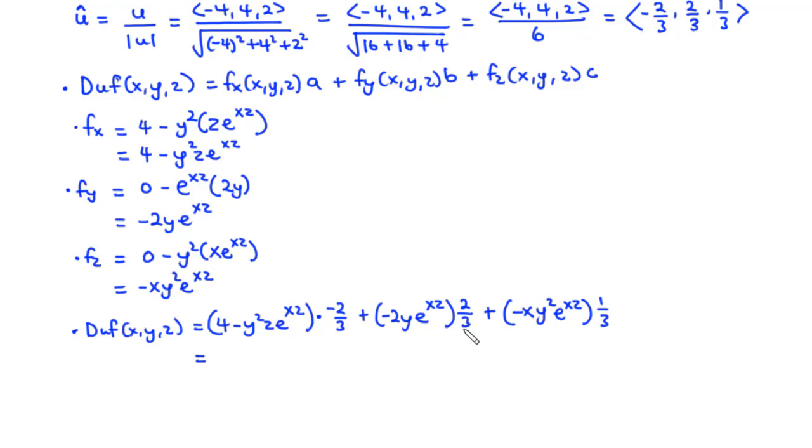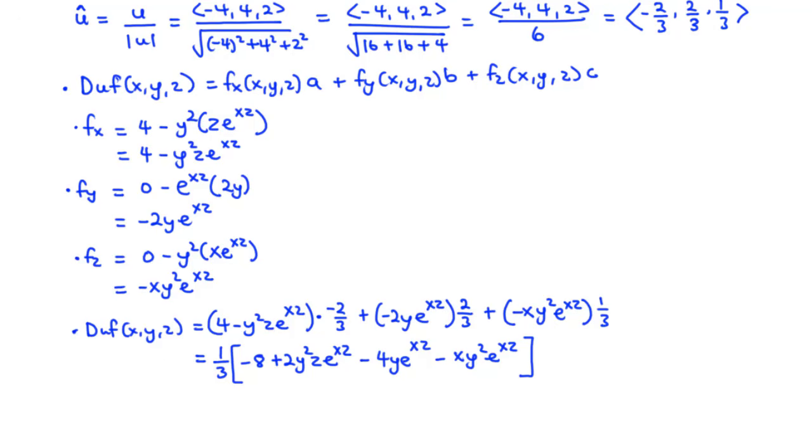So we have a common denominator, that is 3, so we can pull out 1 over 3 outside. We multiply negative 2 across this term, so this becomes negative 8, plus 2 y squared z e to the power xz, and then minus 4y e to the power xz, and then minus x y squared e to the power xz. Therefore this is the directional derivative at the point x, y, z.